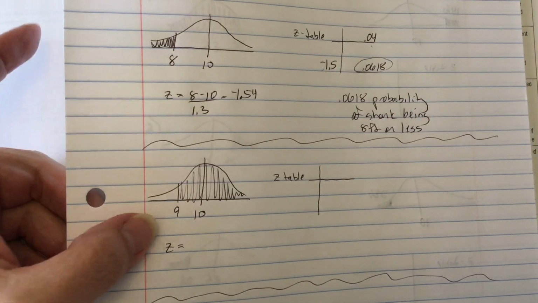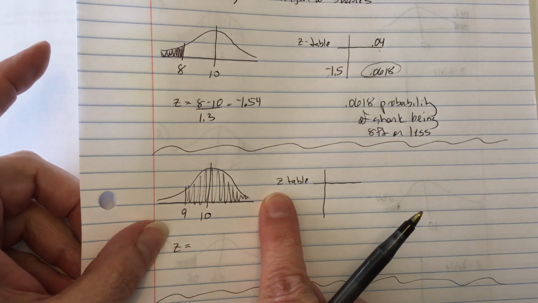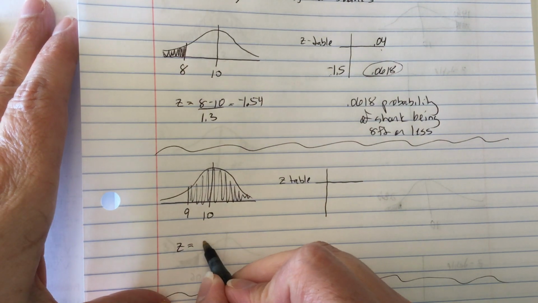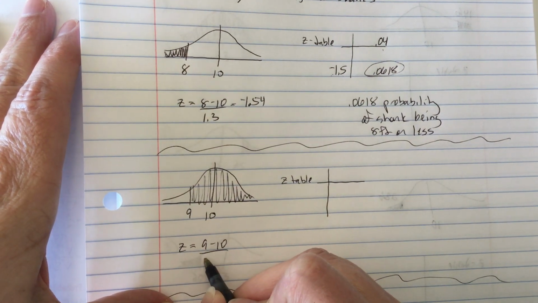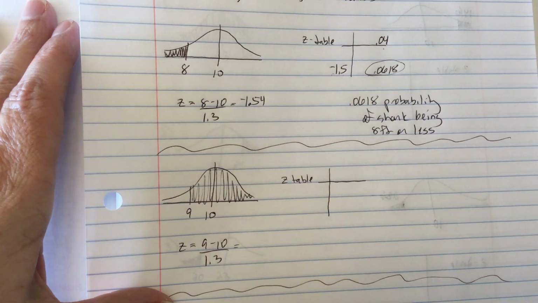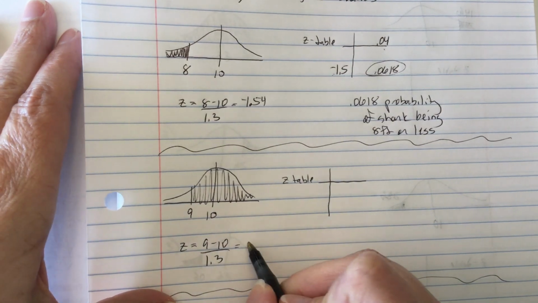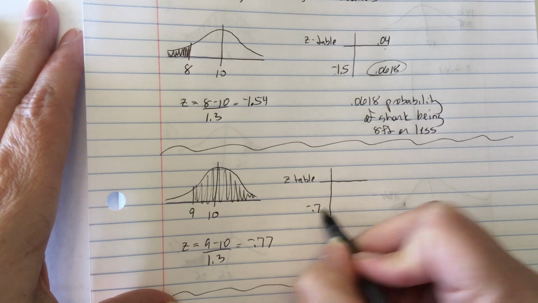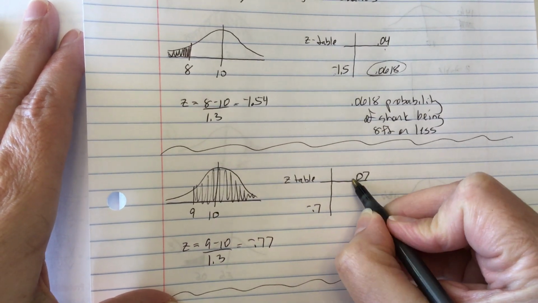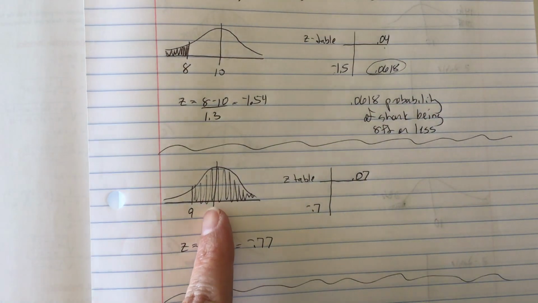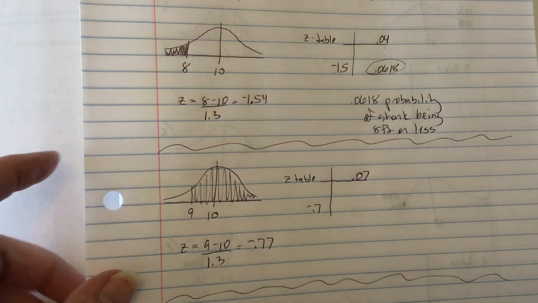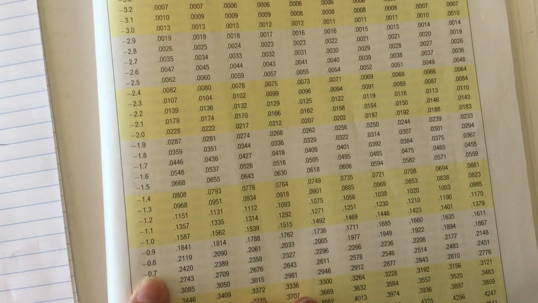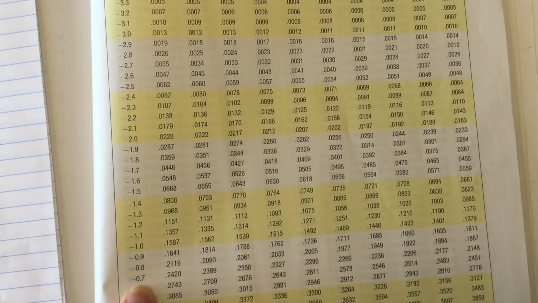All right, let's do one now where I find the area to the right. Again, I want to find the probability that a shark is going to be 9 feet or greater. Of course, I've got a Z-score, and my Z-score is negative 0.77. So in my Z-table, I'm going to have to do negative 0.7 and then 0.07 up here. Again, I know my Z-scores are negative because they're to the left of the mean. So negative 0.7 is right here.